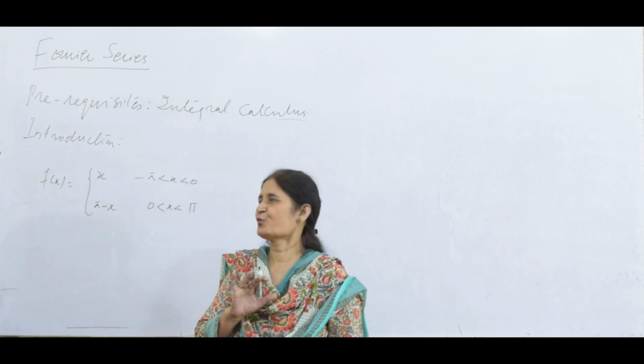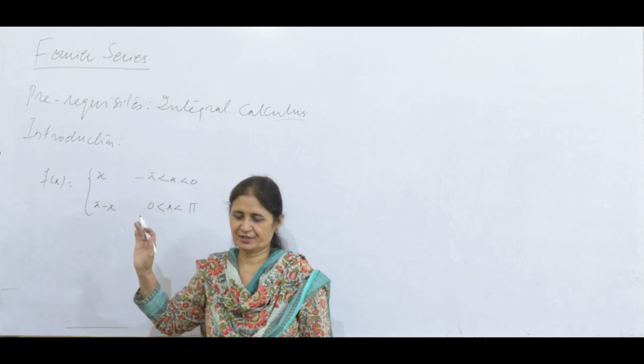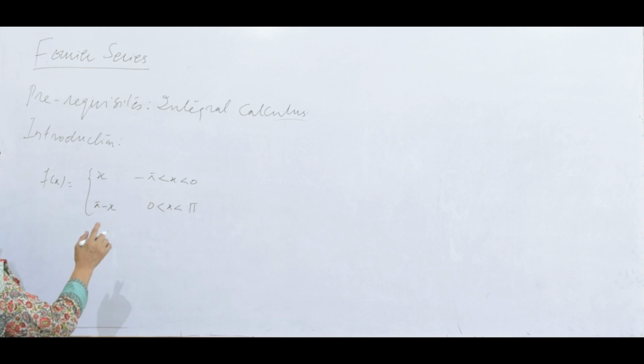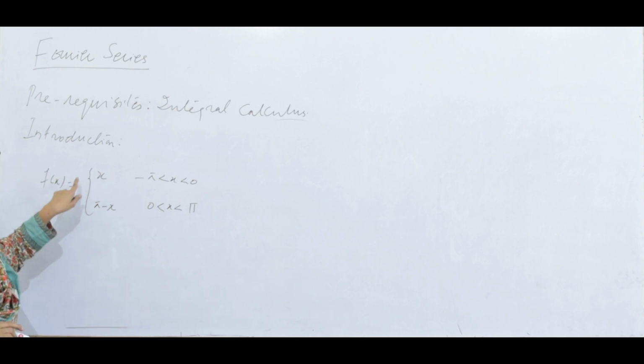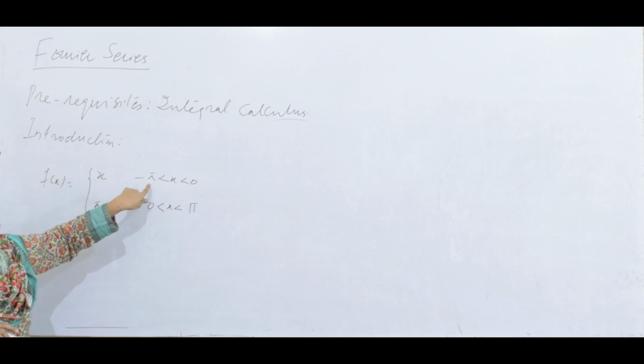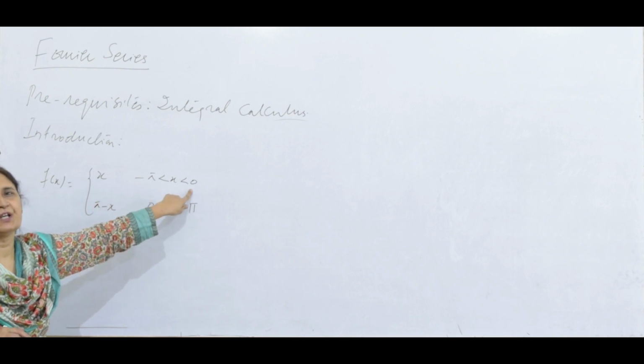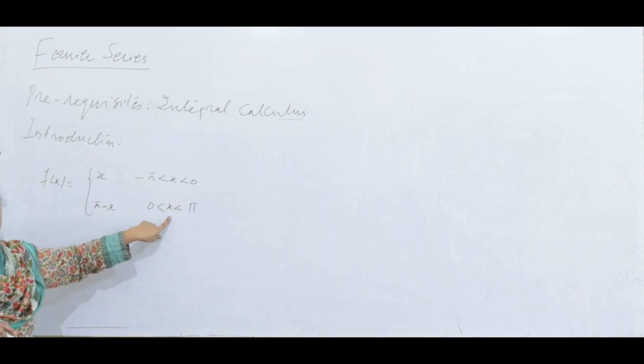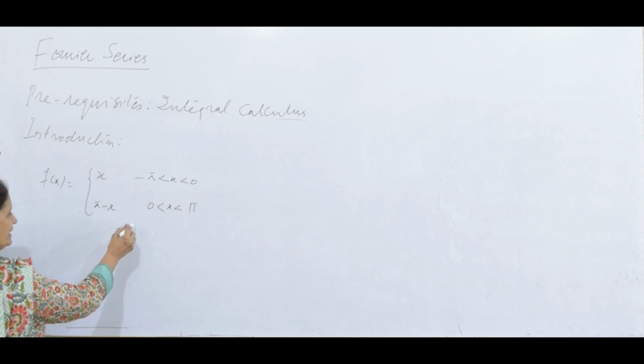Let us sketch a couple more functions which are periodic. This function I have written: f of x is x when x lies between minus pi and 0, and this will be pi minus x when x lies between 0 and pi. Let us sketch.